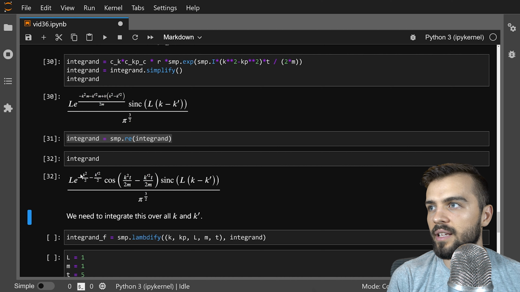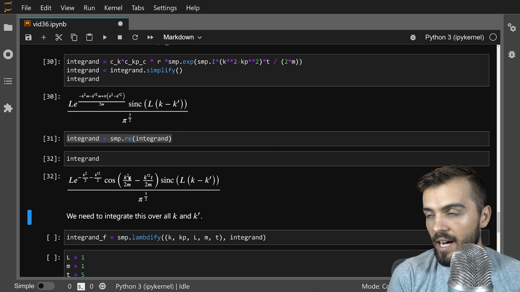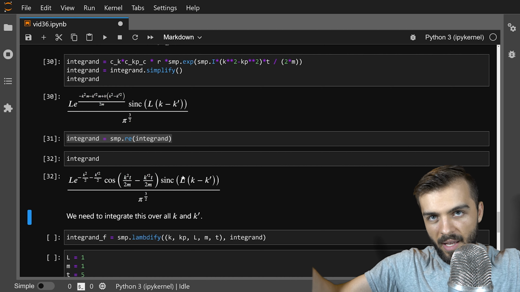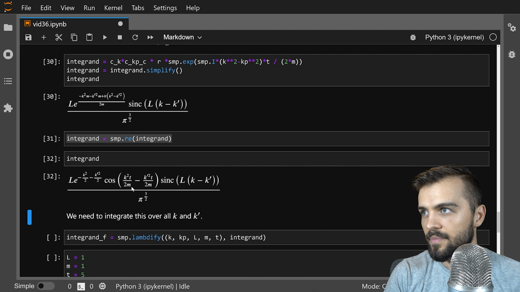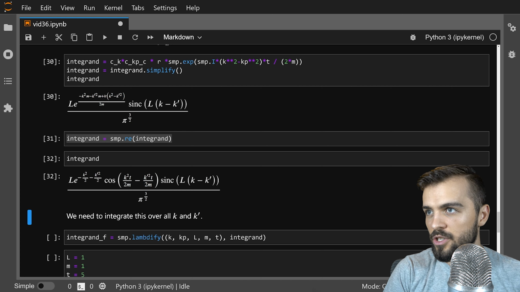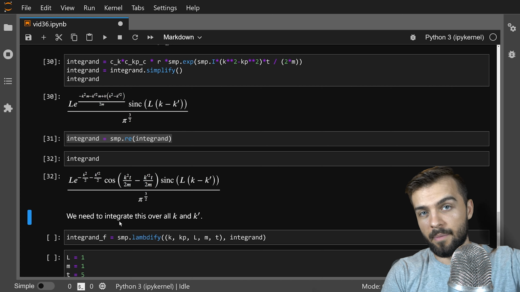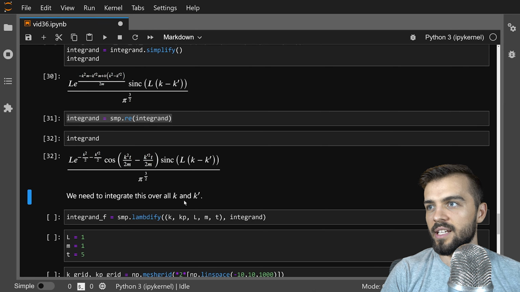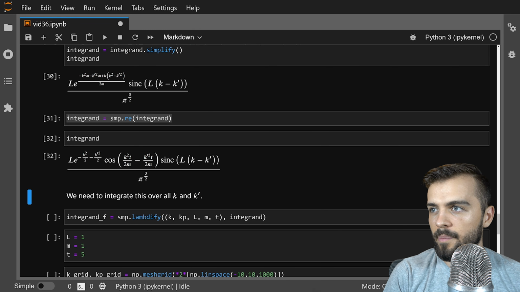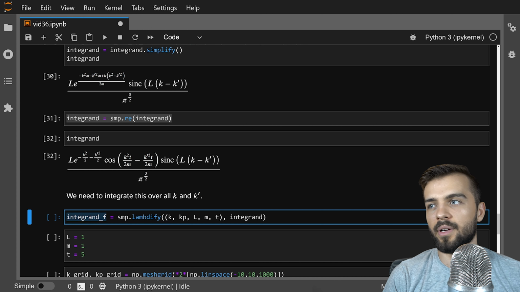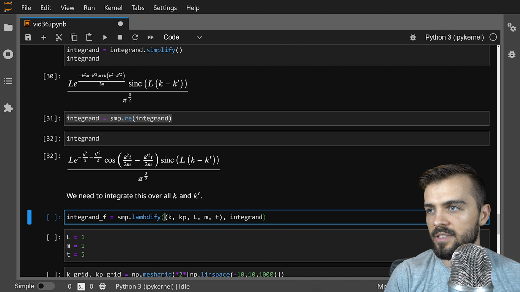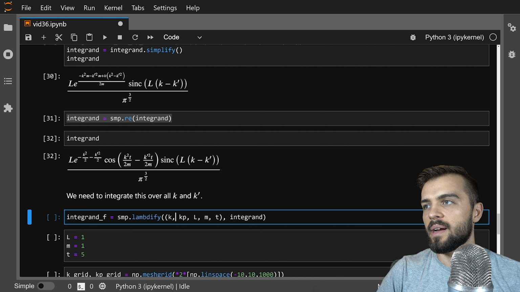And if I plug in L, K, and K prime, and mass, and time, I can compute this integrand. And so for a given value of time and mass and L, I can integrate this over all K and all K prime and get a value. So we need to integrate it over all of K and K prime. So what I'm going to do is create a numerical function from this sympy expression. I'm going to lambdify it. That's what sympy.lambdify does. K, K prime, and then L, M, and T. So I plug in all these things and it just returns a value. And that's my integrand f.